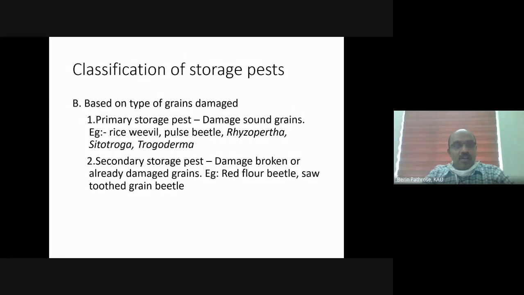So are you clear regarding the classification? Classification based on position, classification based on type of grain damaged. Yes or no? Yes. Okay. Fine.